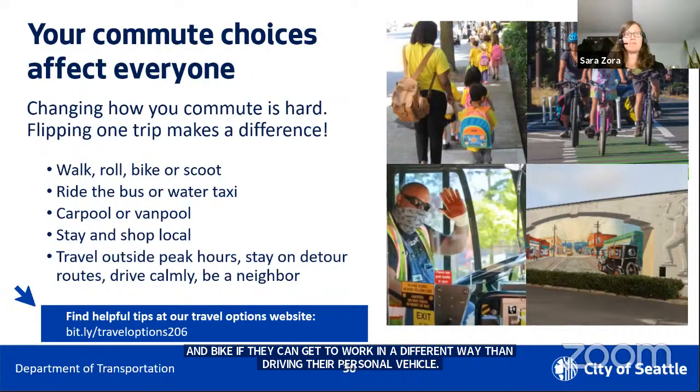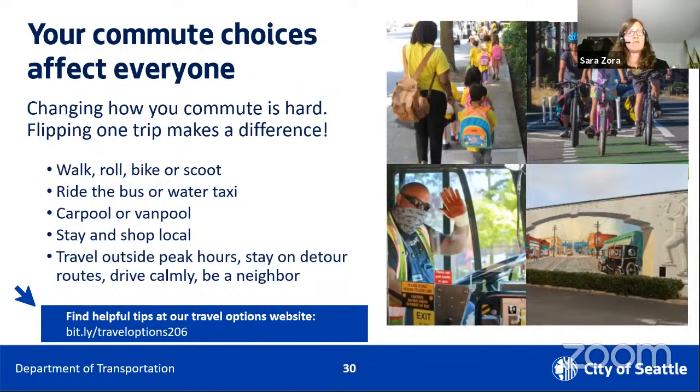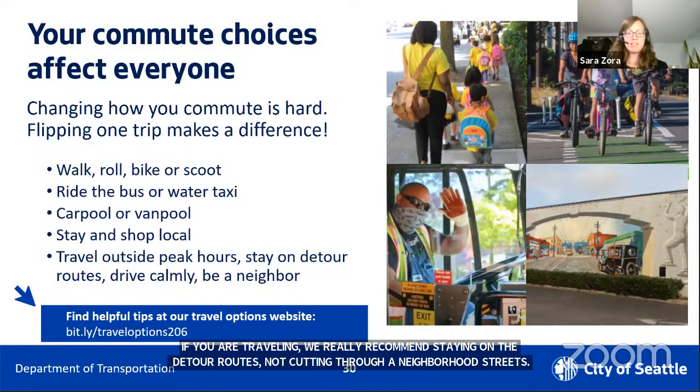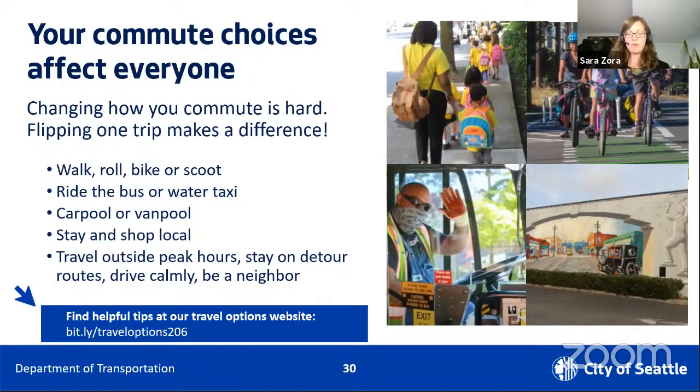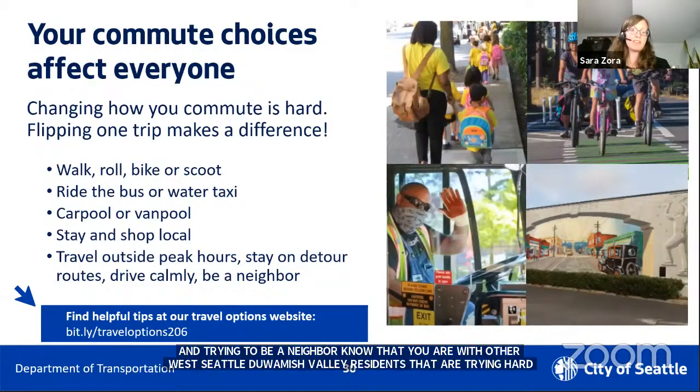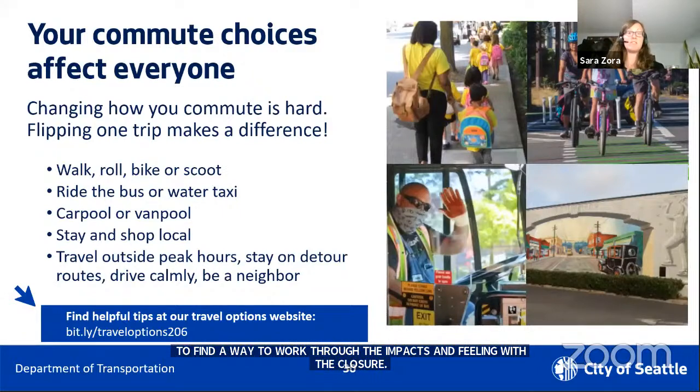So flipping a trip is really important. We have Sal the Salmon trying to give you all tips on different ways you can get around. If you're able to change one trip to either walking or biking, riding your bus or taking the water taxi, or traveling and staying local, that is something you can do. If you are traveling on the detour routes, we really recommend staying on those detour routes, not cutting through neighborhood streets, and trying to be a neighbor and know that you are with other West Seattleites and Duwamish Valley residents that are trying hard to find a way to work through the impacts that you're feeling with the High Bridge closure. We do have tips on our travel options website as well if you need any other support.